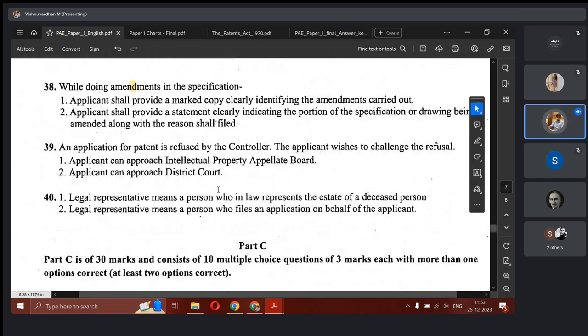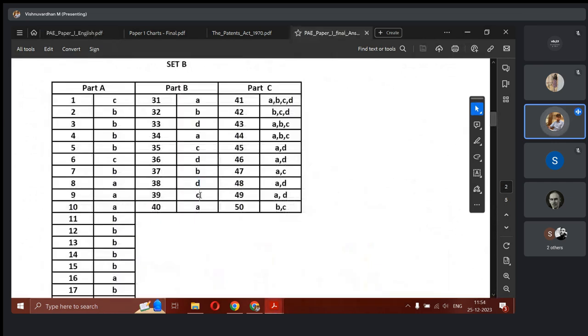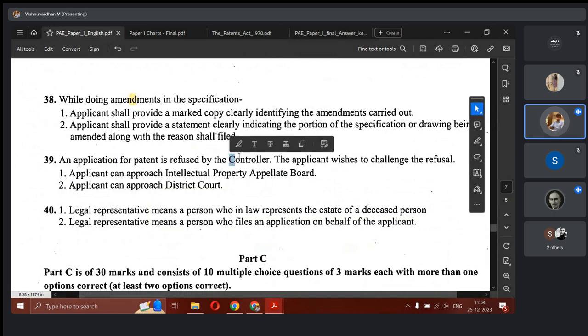So we are at 39, right? 39 is C. Okay. So they are saying both are false. Spot on. I think they are being very technical. High court only, right? You can go to the high court. Okay. Yes, we knew this.